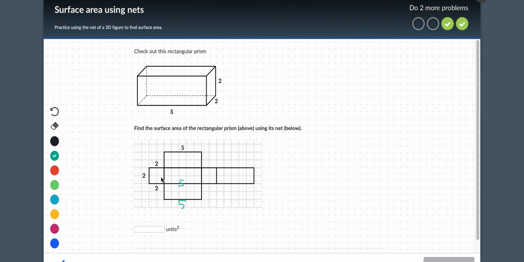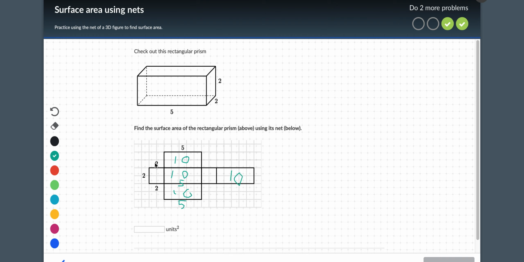So first off, you can tell a common theme is that a lot of these are copies of each other. Like in cubes, every single one will be the same, and in a rectangular prism, 4 of them will be the same. So this is one of the 4 that will be the same, along with this one and this one, which means all of these ones are 10 units squared.